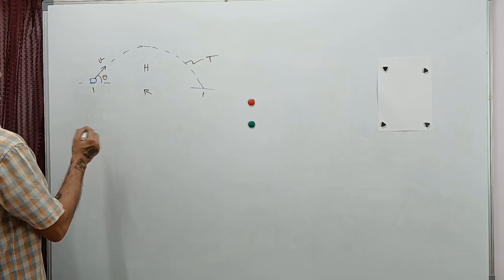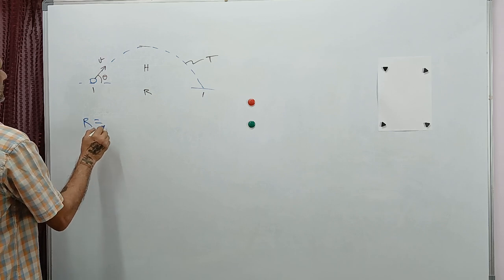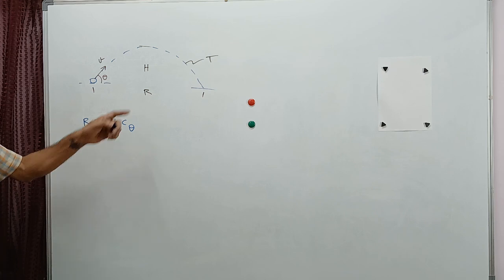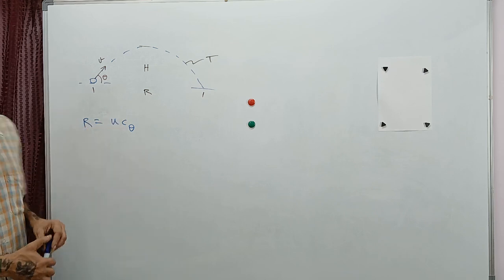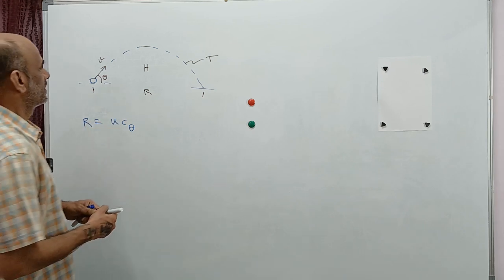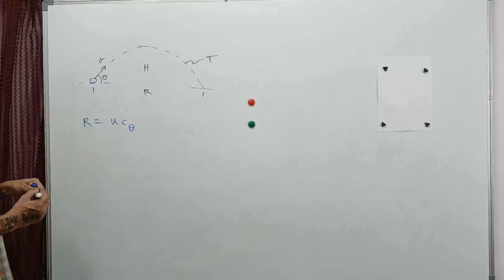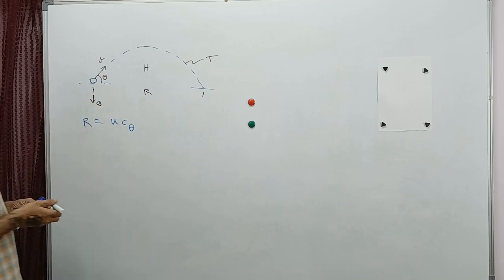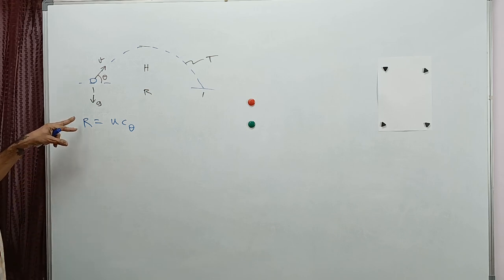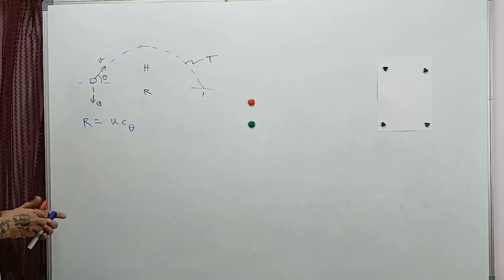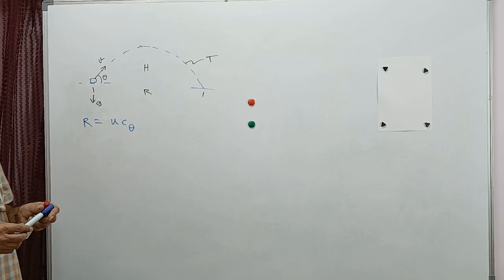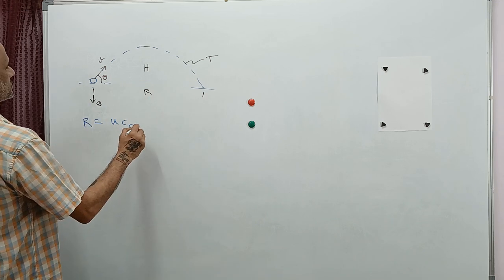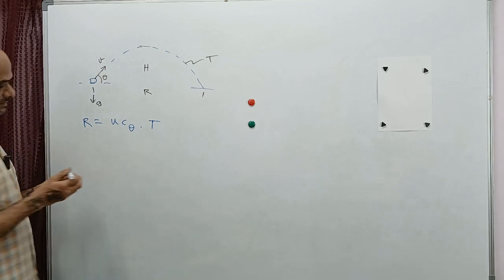The range is the horizontal distance covered, with the horizontal velocity u cos theta, and in the horizontal direction there is no acceleration. It's a uniform motion because the only force acting on this mass is gravity, which is vertically downwards. So this will affect the vertical motion, not the horizontal motion. So horizontal motion is a uniform velocity motion. So the horizontal distance covered is the uniform velocity in the horizontal direction times the total flight time T.